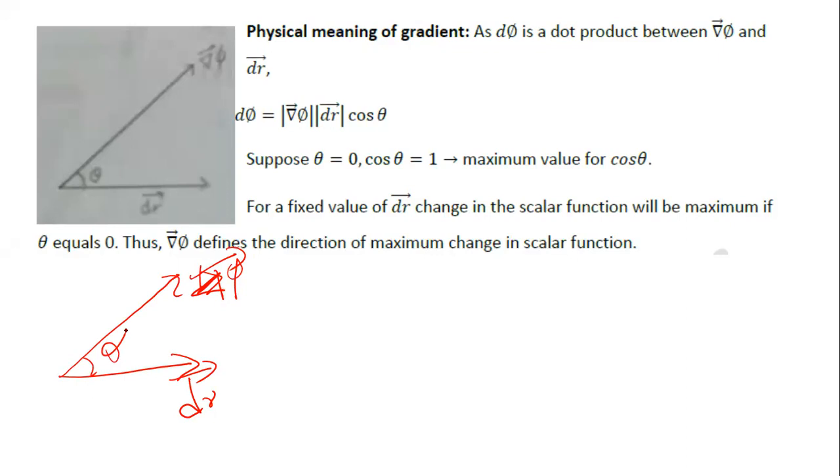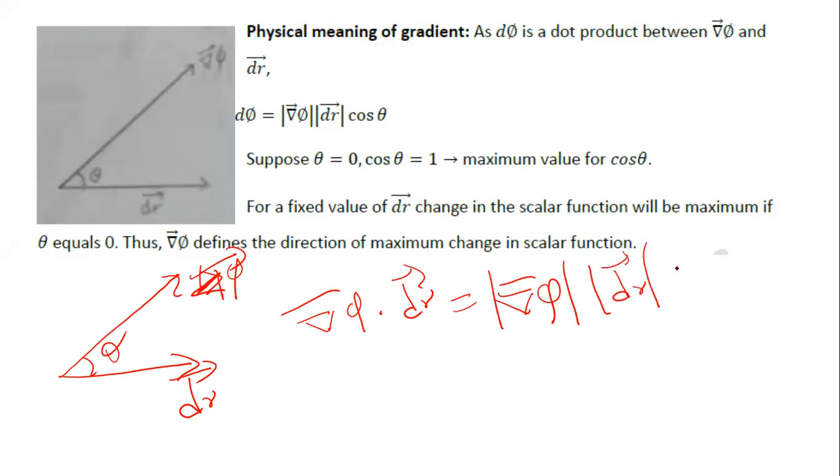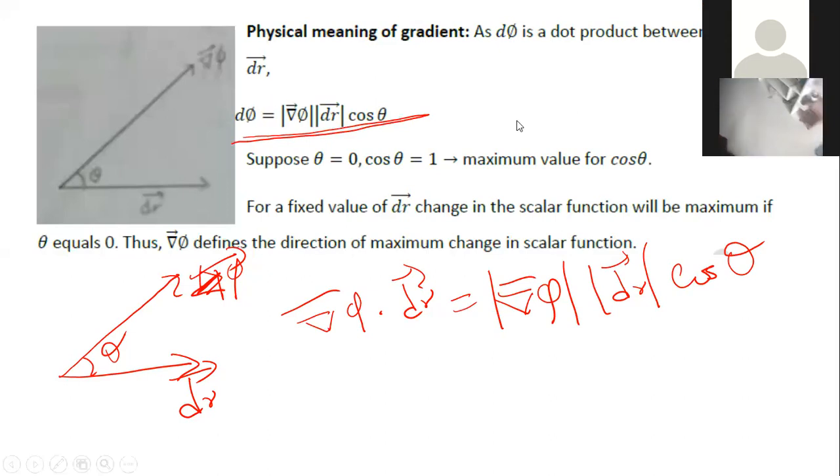Now, if you do that, grad phi dot dr vector will be magnitude of grad phi, magnitude of dr vector, and cosine of the angle between them, cos theta. Therefore, your d phi, infinitesimally small change in the function phi, will be equal to magnitude of grad phi, magnitude of dr vector, and cos theta. Theta is the angle between the two vectors.